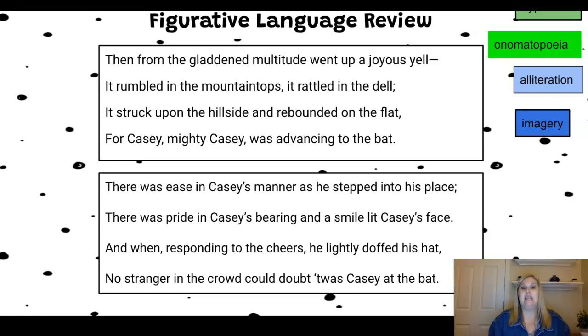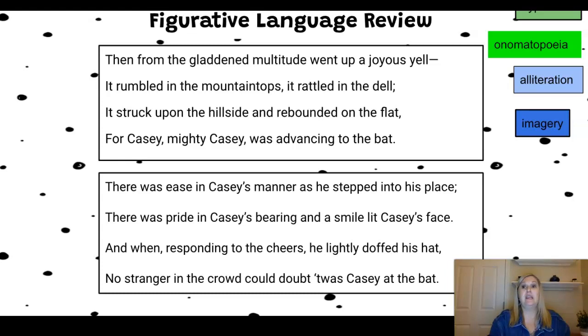There was ease in Casey's manner as he stepped into his place. There was pride in Casey's bearing, and a smile on Casey's face, and when responding to the cheers he lightly doffed his hat, no stranger in the crowd could doubt 'twas Casey at the bat.